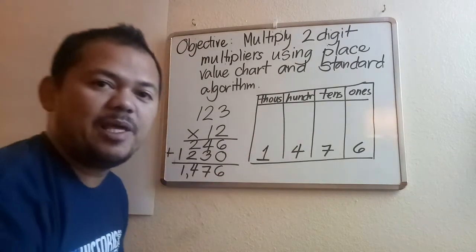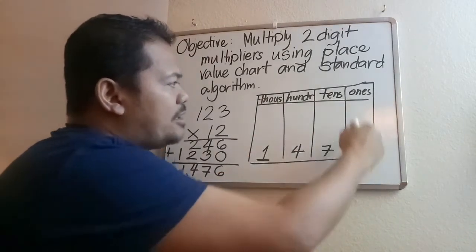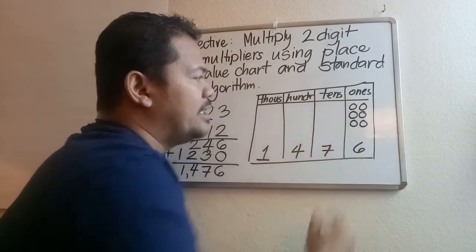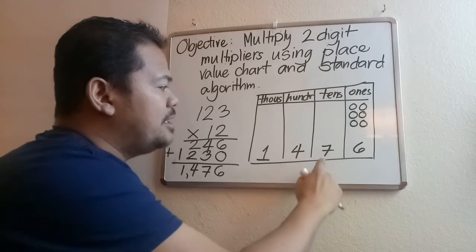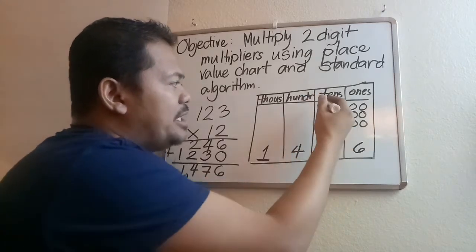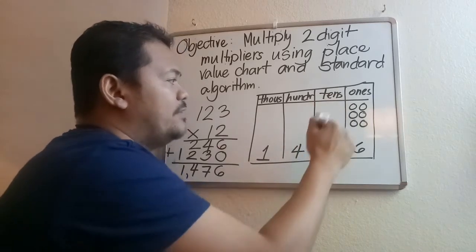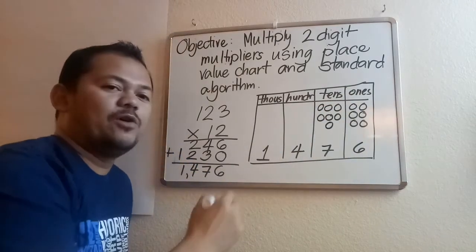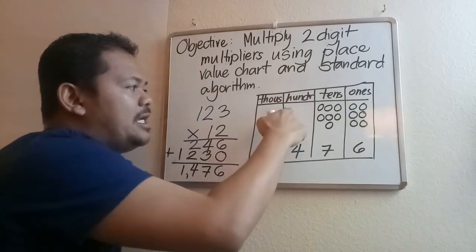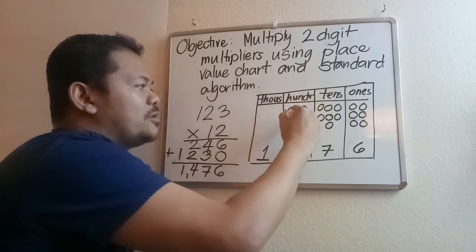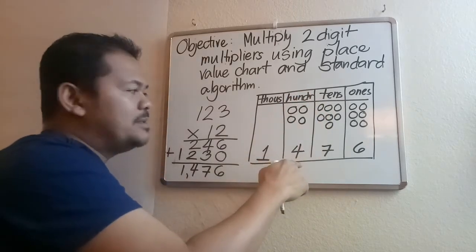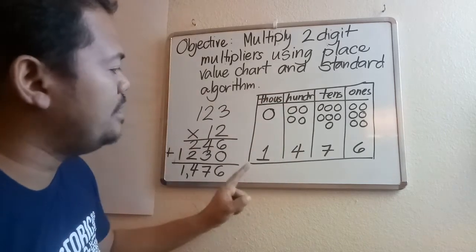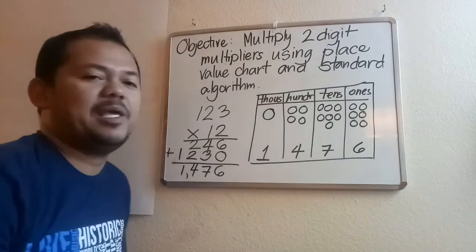Then that's the time you're going to put your place value discs. So how many discs are you going to write here? It's 6. So you're going to write 1, 2, 3, 4, 5, and 6. Next, this number 7 is in tens. So it's 7 discs. 1, 2, 3, 4, 5, 6, 7. And for 4, it's in hundreds, so 1, 2, 3, 4. And for thousands, how many discs? Very good, only 1. This is how you write 1,476 in your place value chart.